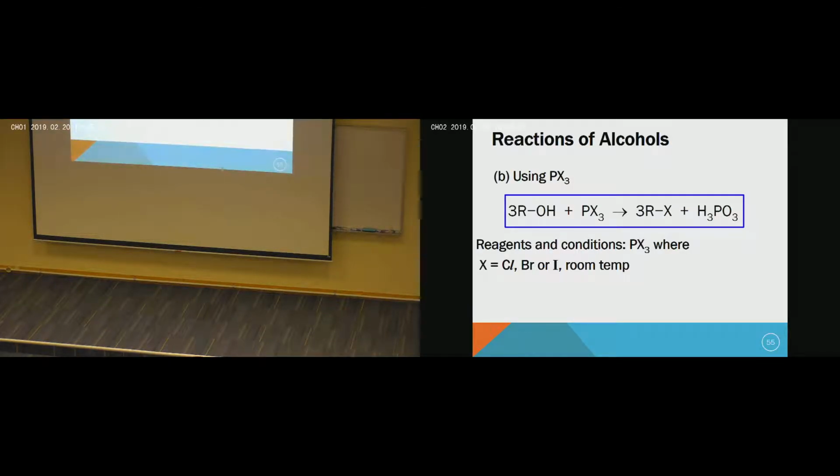Instead of using HCl gas and heat, you can use PX3. Let's say you want to convert ROH into RCl. I will react it with PCl3. This can happen at room temperature, which means this part B, or second equation, compared to the first method, does not need heating, right? Because it is written as room temperature.